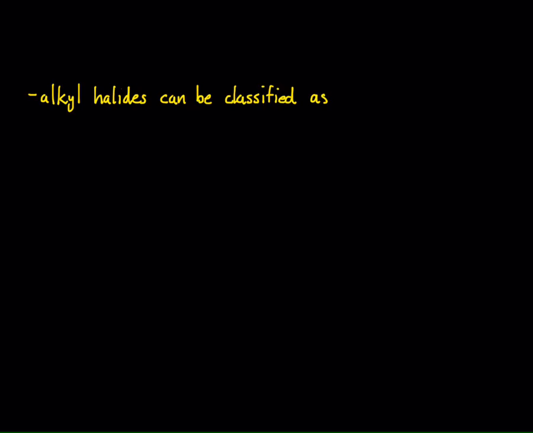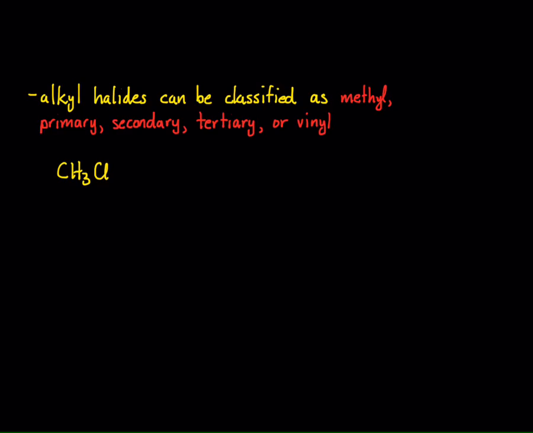Now, in terms of classification, alkyl halides can be classified as methyl halides, primary halides, secondary, tertiary, or vinyl halides. So chloromethane or methyl chloride is a methyl halide, right? Because there's only a methyl group attached to the halogen.